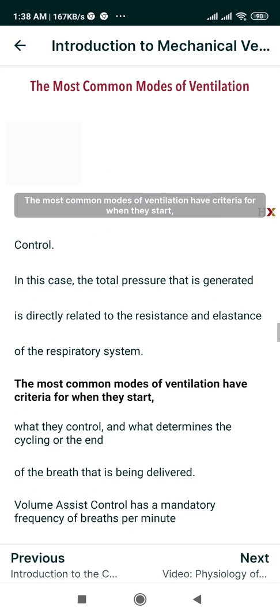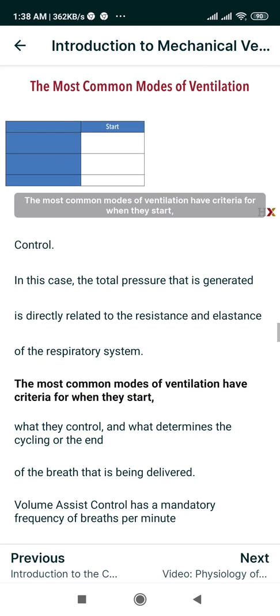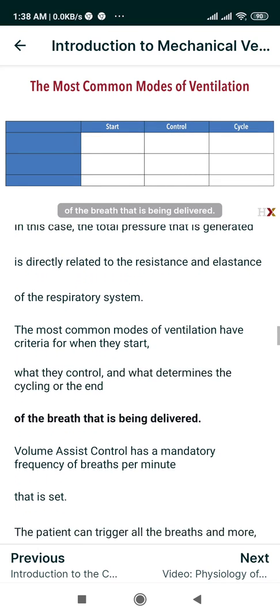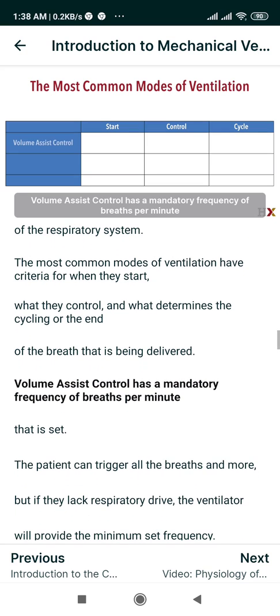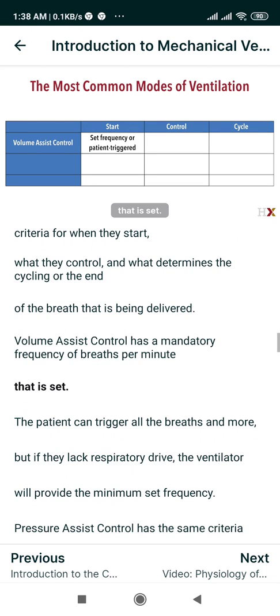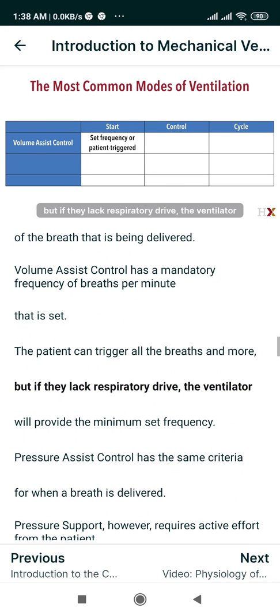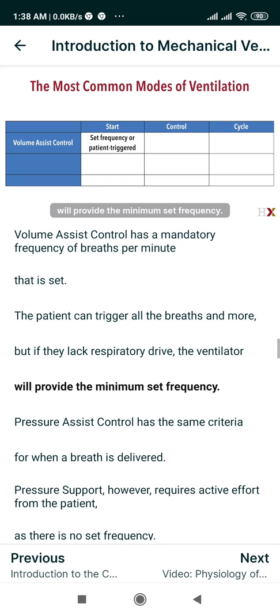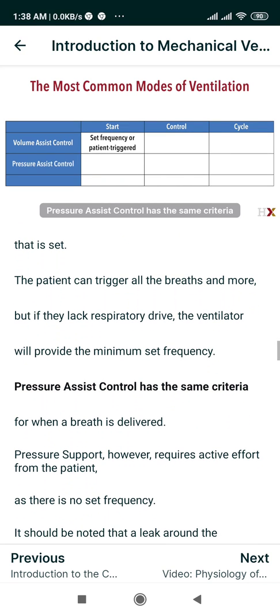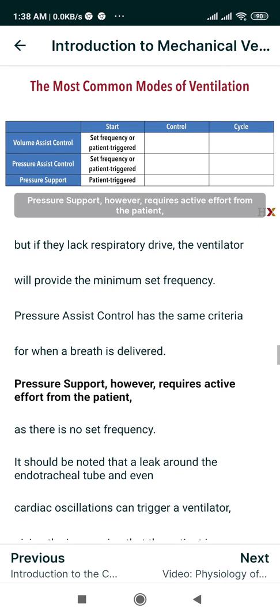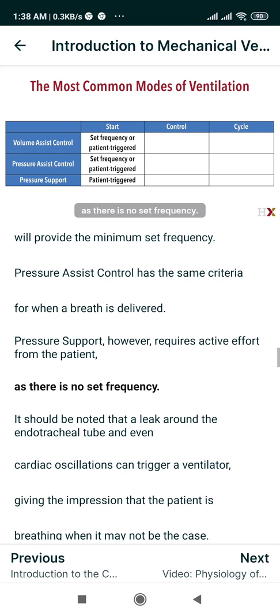The most common modes of ventilation have criteria for when they start, what they control, and what determines the cycling, or the end of the breath that is being delivered. Volume assist control has a mandatory frequency of breaths per minute that is set. The patient can trigger all the breaths and more, but if they lack respiratory drive, the ventilator will provide the minimum set frequency. Pressure assist control has the same criteria for when a breath is delivered. Pressure support, however, requires active effort from the patient as there is no set frequency.